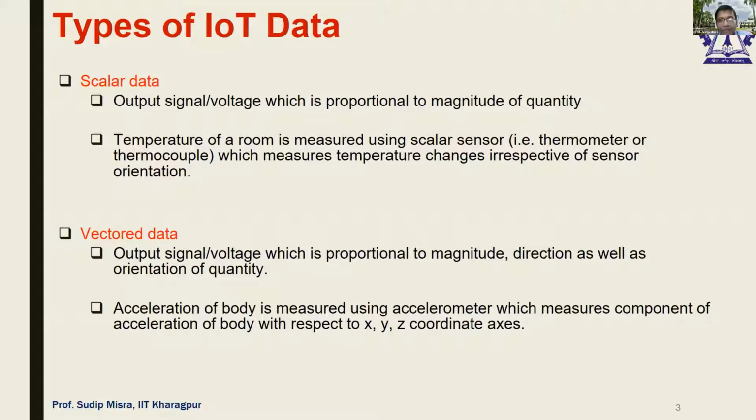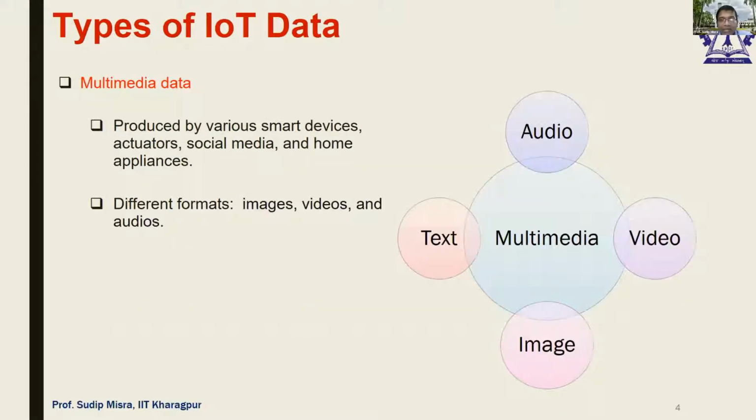However, an accelerometer gives you acceleration, the acceleration of a particular body on which that accelerometer sensor is deployed. So accelerometer data is basically vector data. And the third one is multimedia data. In multimedia data, we are talking about cameras, which can be video cameras or still cameras, which capture multimedia, for example image, video, audio, and so on and so forth. So these are part of multimedia data.